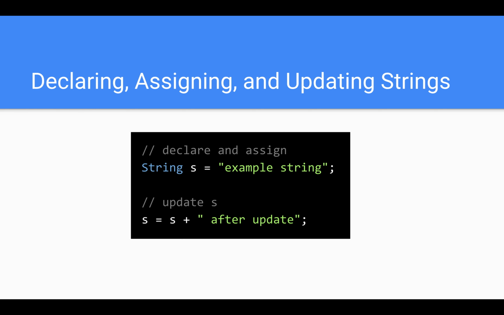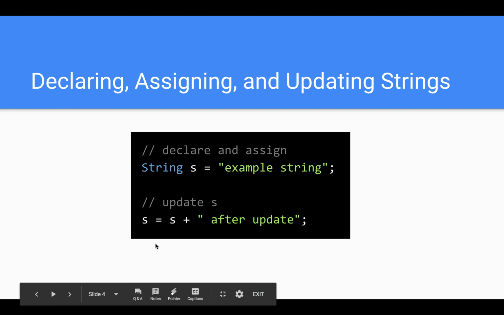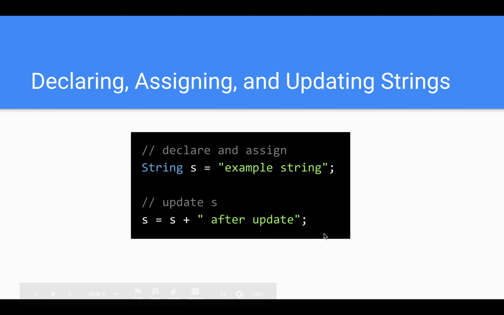So, declaring, assigning, and updating strings. To declare and assign, it's just like declaring and assigning with primitive types. It's String s = "example string", in quotes with multiple characters. And then to update, it's s = s + " after update". So in this case, the final string value would be "example string after update" with a space.